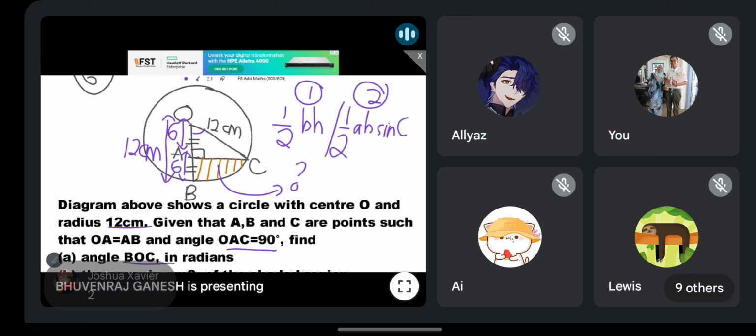Yes, correct. Okay, you're right. Number two is the fastest. So why not number one? Number one, you don't have this length. Kamu tak tahu panjang ni. You can find the length lah if you want, but it'll take time. Okay, dia akan ambil masa.